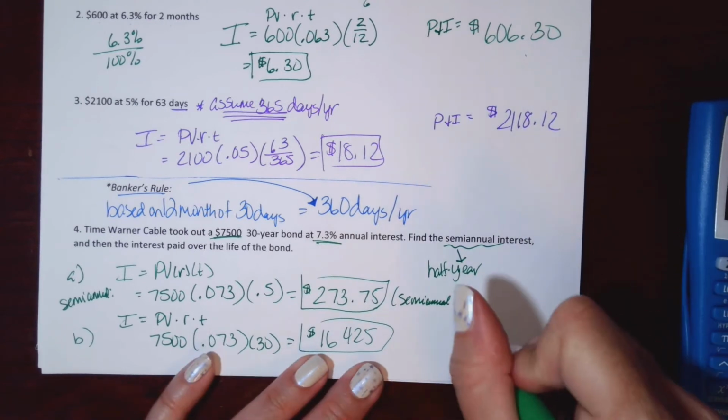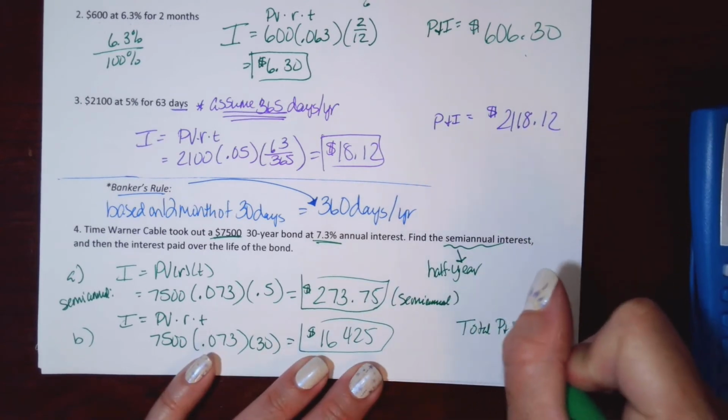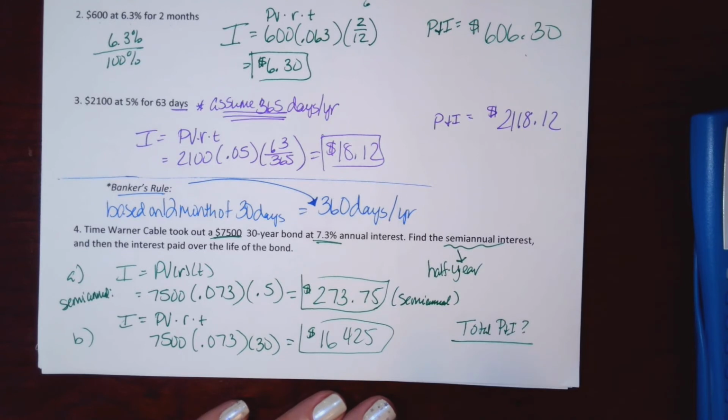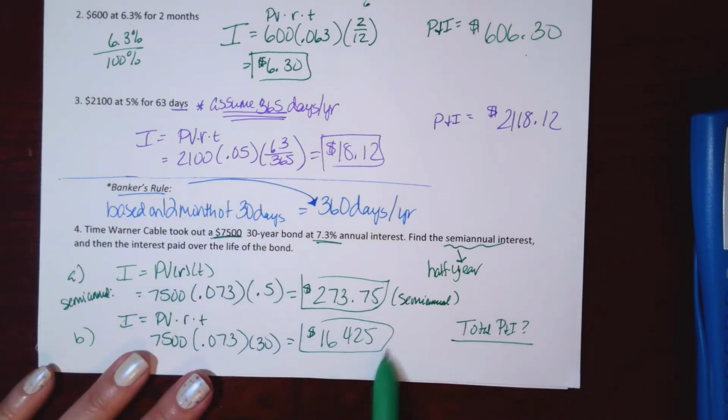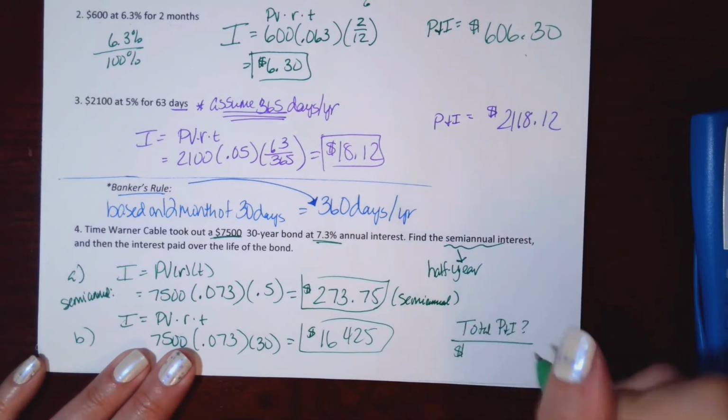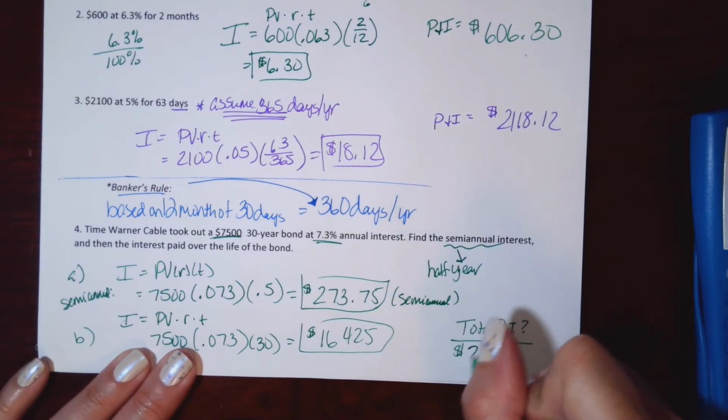So what is the total principal and interest at the end of the term of the bond, the 30-year term? Well, I take the cost of the bond plus the total interest, and I get the total value, the P&I, principal and interest value.